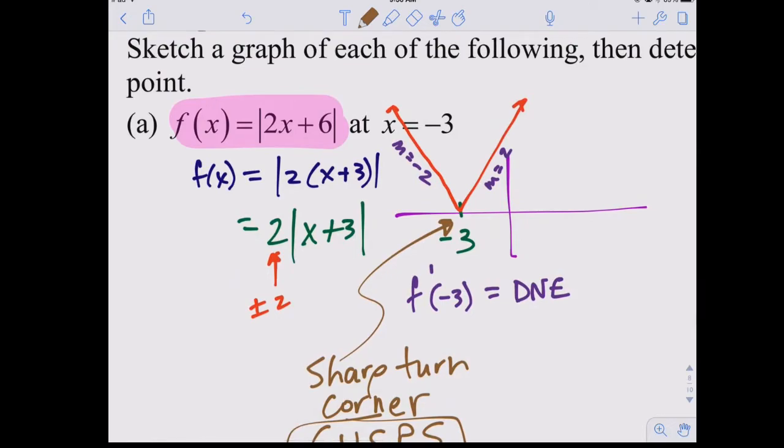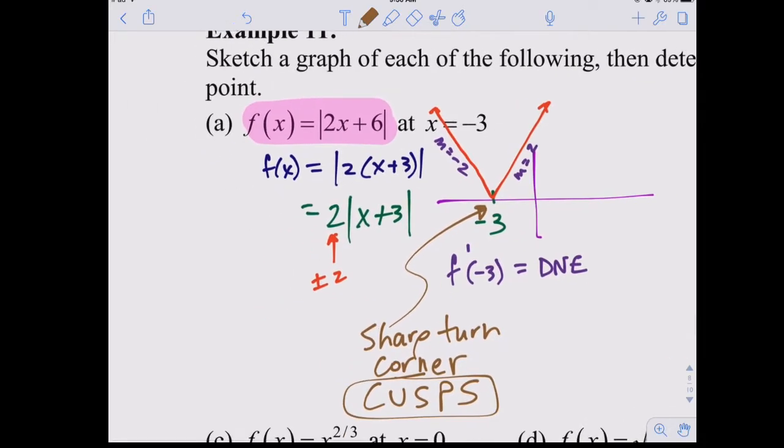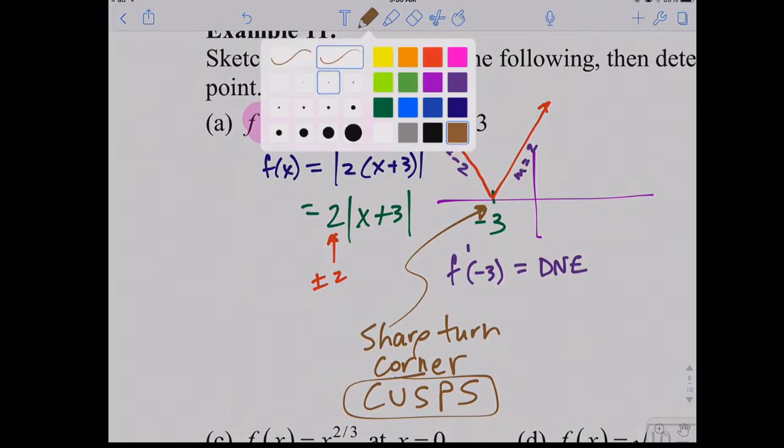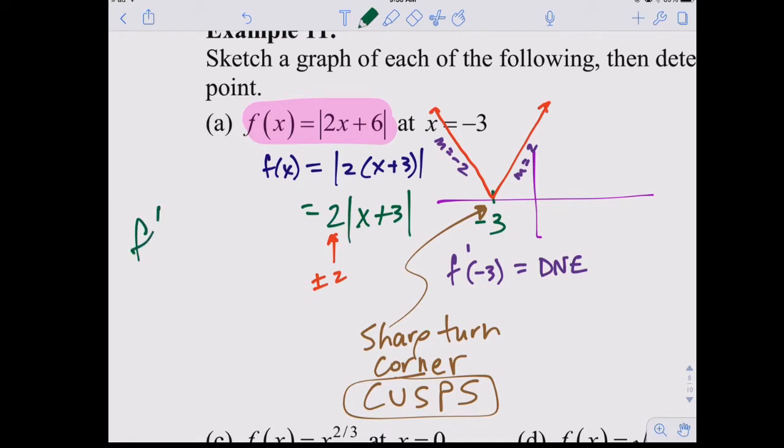So anytime it's an absolute value of x function, you want to answer the question by sketching the graph. Now here's the follow-up question. If f prime of 3 is DNE, what is f prime of negative 5?